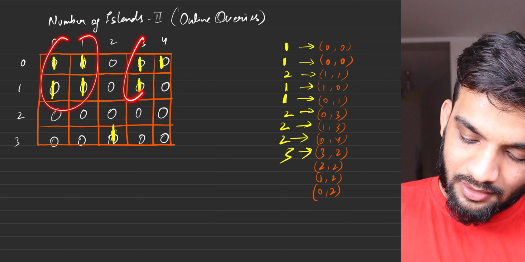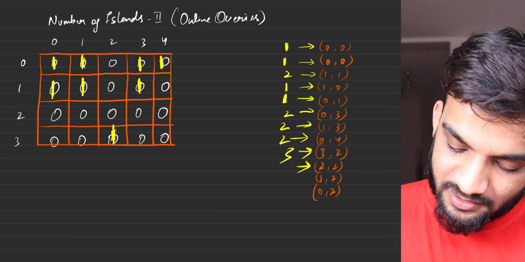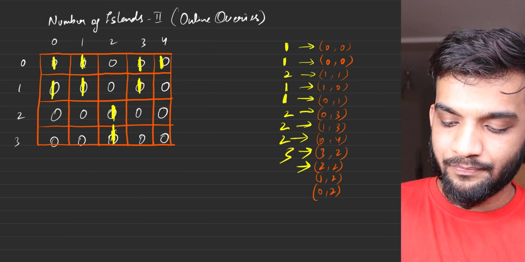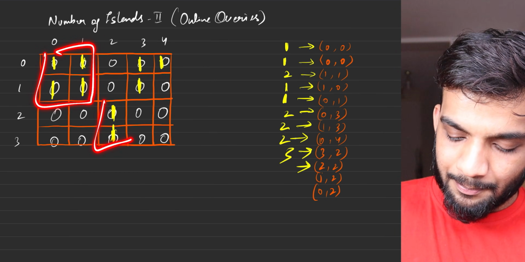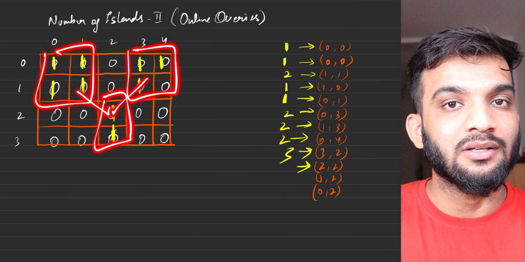1 here, 1 here, and 1 here. Yes. Next, I have 2, 2. Let's place it. The moment I place 2, 2, again, this is separate, this is separate, this is separate. Be very careful because you cannot connect them diagonally.